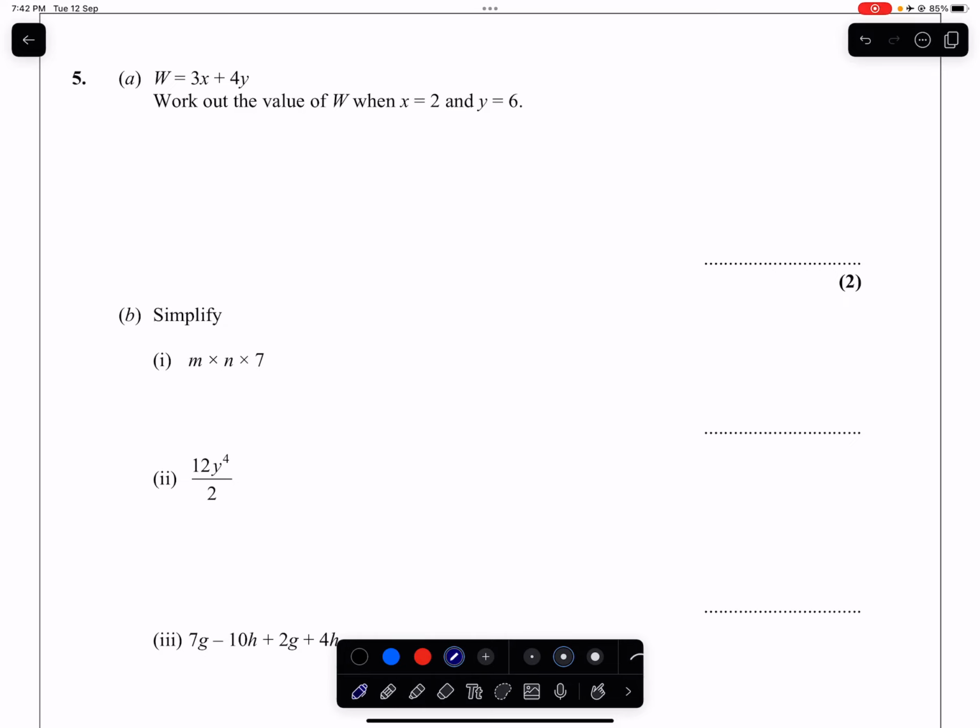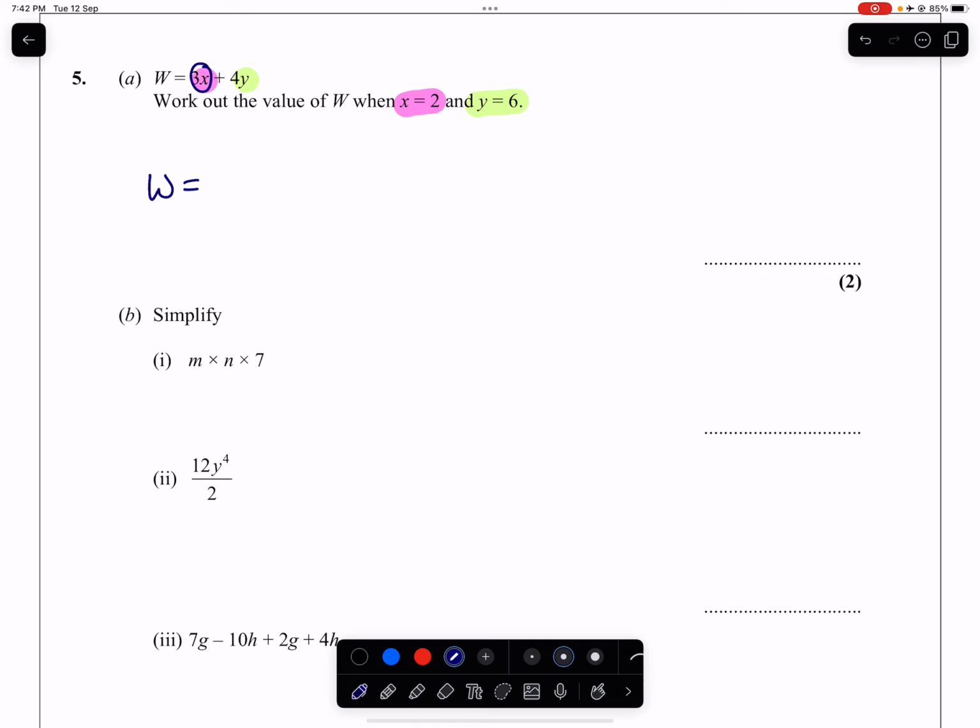Question 5, part A. W equals 3x plus 4y. Work out the value of w when x is 2. So x is going to become 2. And y is 6. So y is going to become 6. So you're going to substitute these numbers into that formula. And then you're going to work out what w is afterwards.